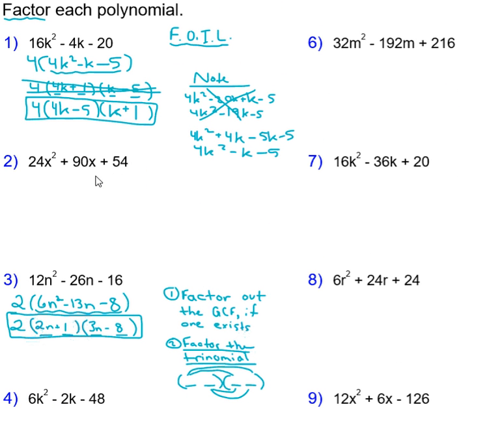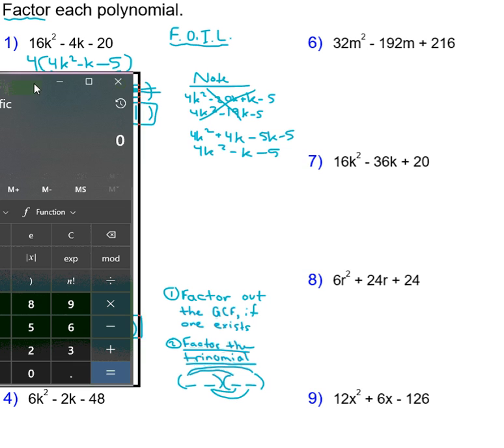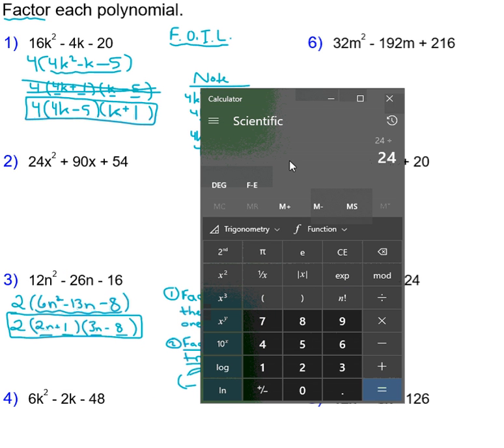All right, so number 2, first thing again, look for the greatest common factor. So you have to think of, what is 24 divisible by? It's even, so definitely 2. All of these are even, so I know I can at least factor out a 2. But is there anything bigger? You could try 3. 24 divided by 3 is 8. And if you need to, it's okay to take out a calculator. Is 90 divisible by 3? Yes. Is 54 divisible by 3? Yes.